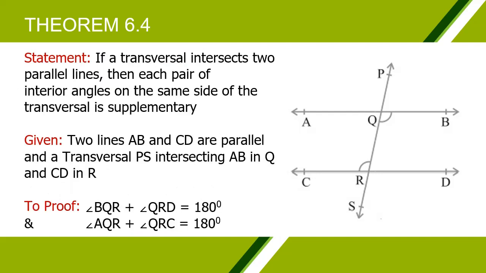Now coming to theorem 6.4, it says that if a transversal intersects two parallel lines, then each pair of interior angles on the same side of the transversal is supplementary. Okay, so we are given that two lines AB and CD are parallel to each other and a transversal PS intersecting AB at point Q and CD at point R. We need to prove that angle BQR plus angle QRD equals 180 degrees and angle AQR plus angle QRC is also equal to 180 degrees.